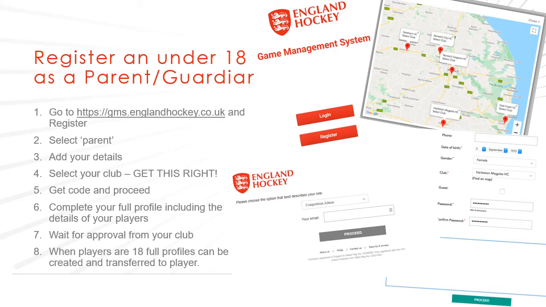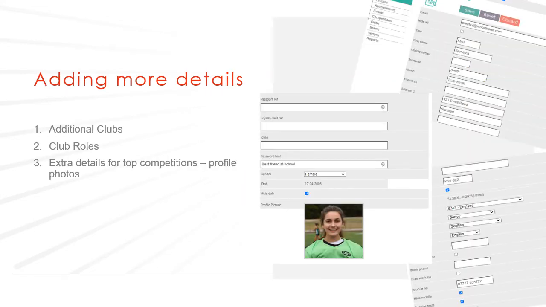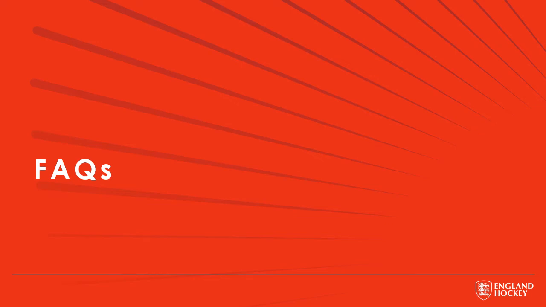The process is slightly different for under 18s, where your parent will be registering for you and can register multiple children. So the parent will need to go to GMS and create the profile for you, and then the process is very similar. Once into the system, you can complete your full profile, including any additional clubs that you'd like to be part of beyond the main club that you've chosen at the first stage, any roles that you hold within the club, and any extra details that players at higher level competitions might need to provide, such as photos. It's as simple as that.